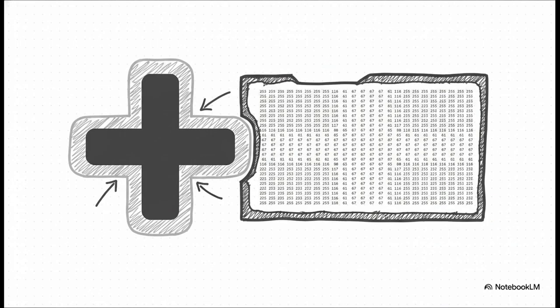On the right, that's the number grid for the plus sign. You can literally trace the shape in the numbers. The edges are those cliffs, right where the big background numbers, like 255, suddenly drop down to the smaller numbers of the plus sign itself, like 67.